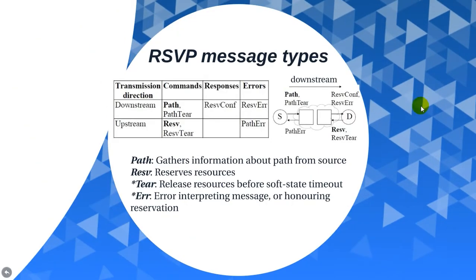About the message types of RSVP, details can be seen from these diagrams. Path means getting information about the path from the source. Resv means reservation of resources. And tear is releasing resources before soft state timeout. Error means an error interpreting the message or honoring the reservation.